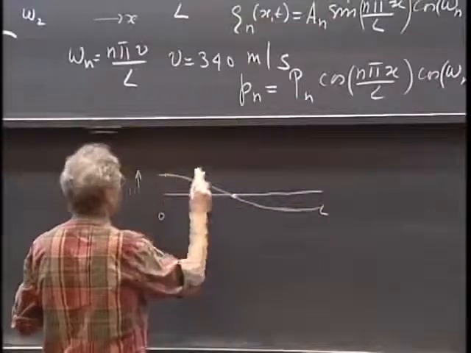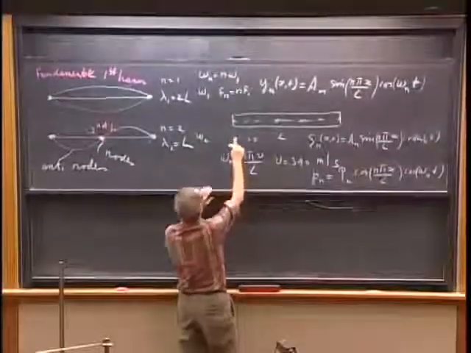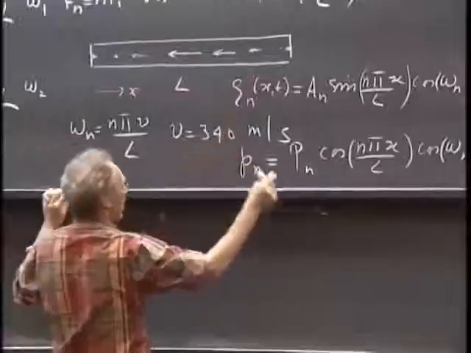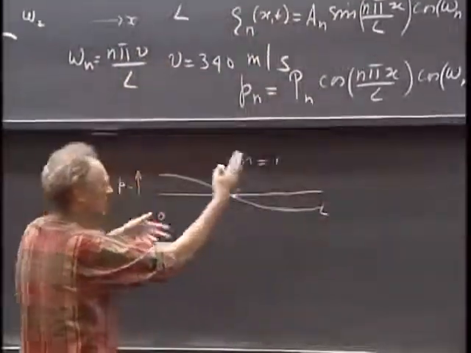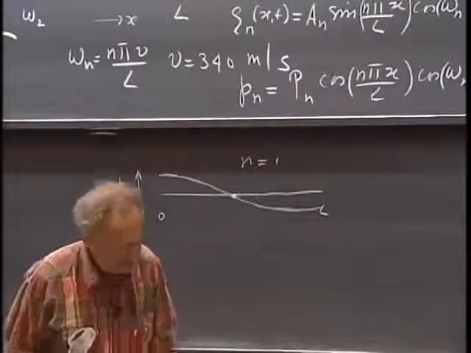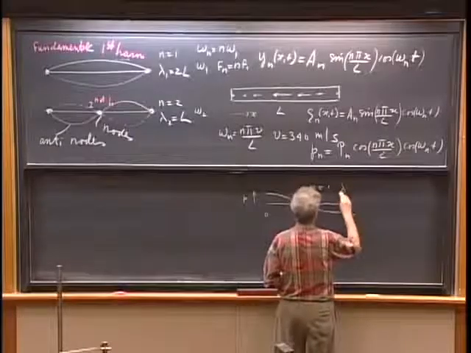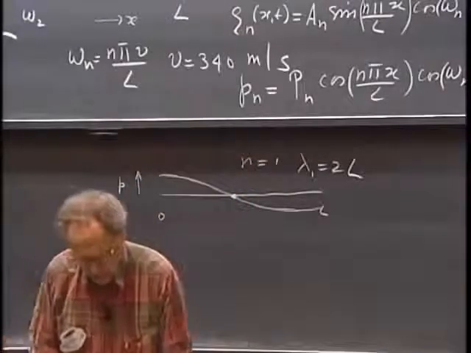So this is now n equals 1. So the pressure here at one moment in time is high, then it's 0 here, and then it is low here, it is below ambient pressure, and that of course is changing with time, with the cosine omega t term. And again, you see that lambda 1 is of course 2L. There's no difference there with the string.